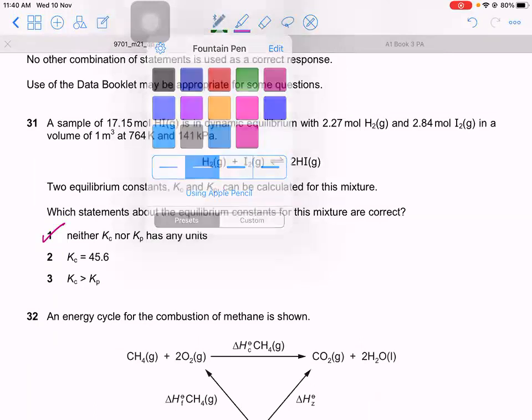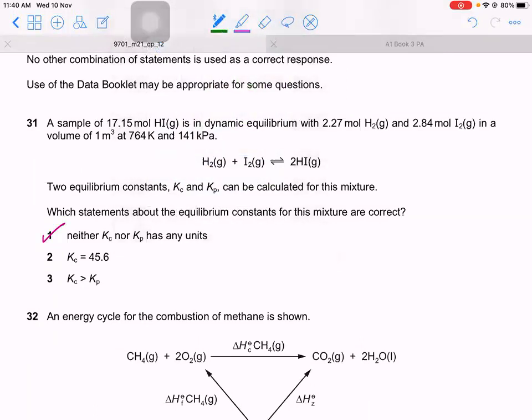All right, so they've given us all of this, so we know the dynamic equilibrium values. What is HI? HI is 17.15 moles raised to the power 2 upon what is this? 2.27, and this is 2.84. Let's find this. So 17.15 squared divided by 2.27 times 2.84, and the answer is 45.6. So your Kc comes out to be 45.6. The second option is correct.